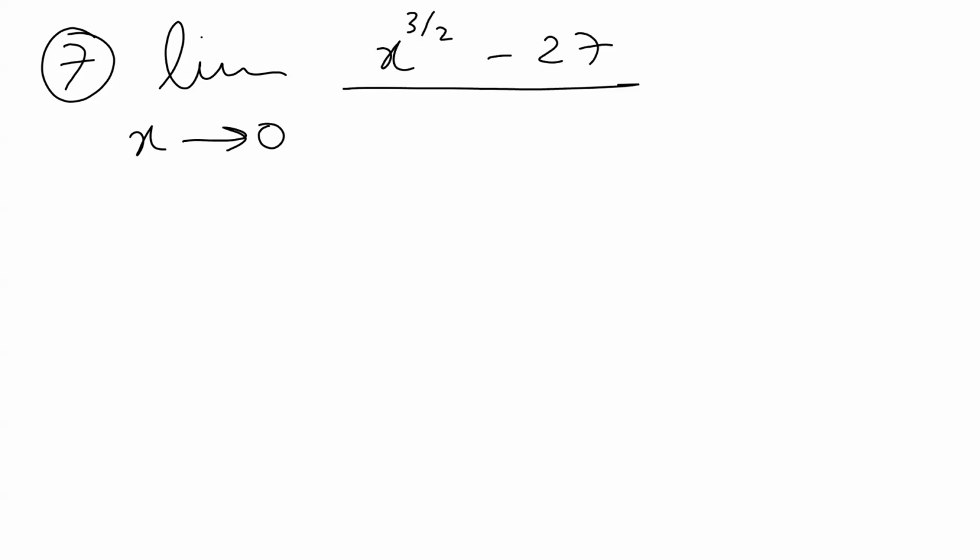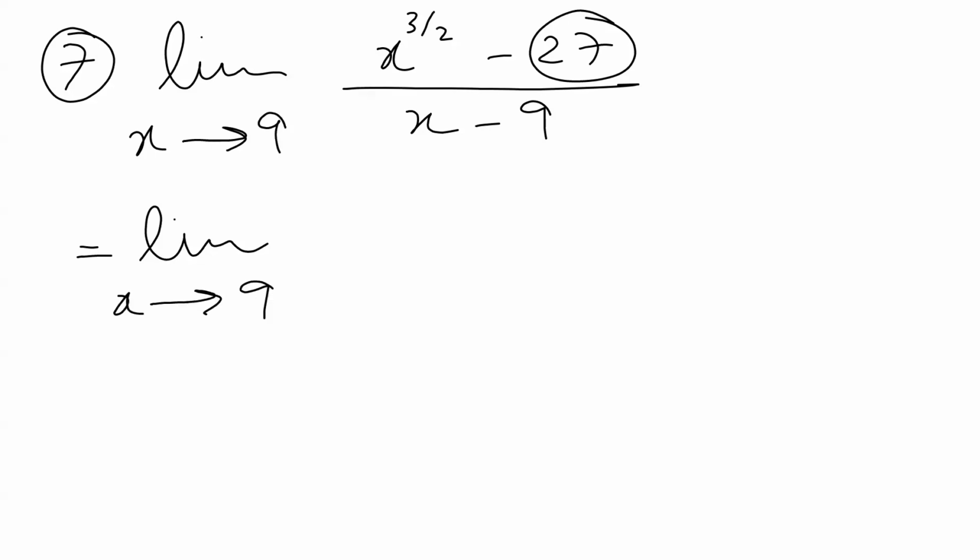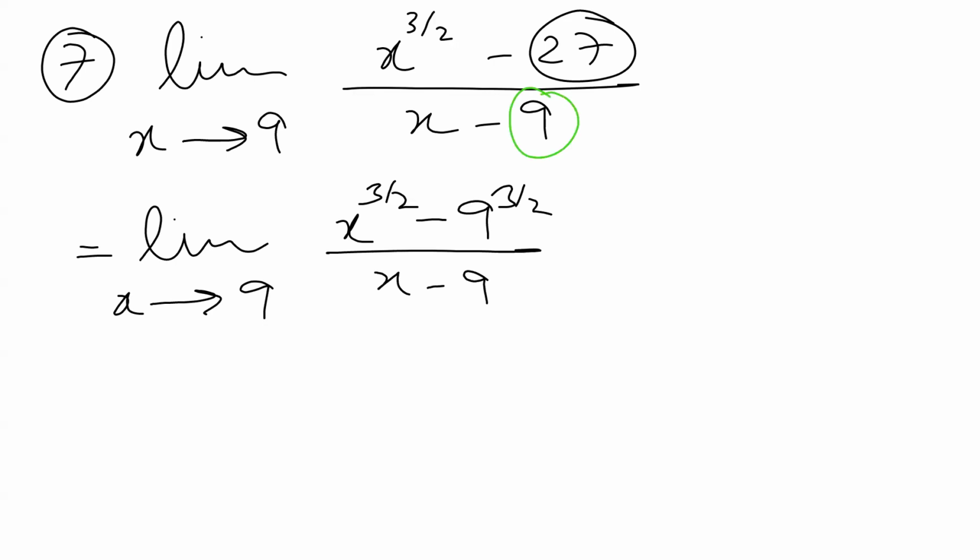Limit x approaching 9, x raised to 3 by 2 minus 27 upon x minus 9. Now see, they will not frame problems in any random manner. There will be some logic behind it. So this 27 is 9 raised to 3 by 2. Now how will it click that it is 9 raised to 3 by 2? Because the denominator is 9 over here and there is 3 by 2 over here.